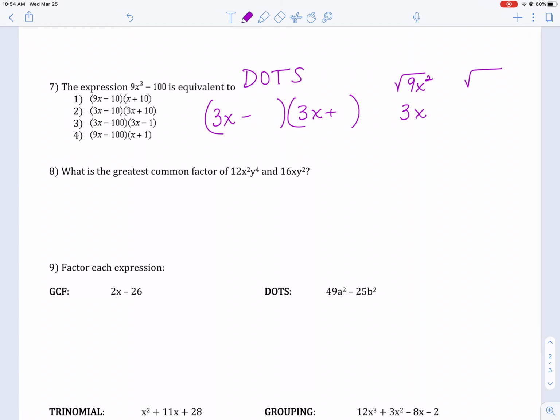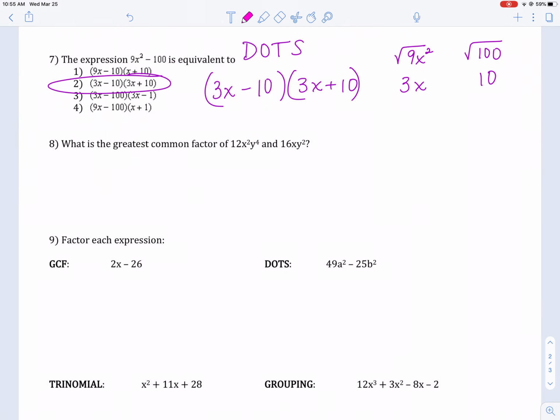Now, a lot of you were putting 50. What's the square root of 100? 10. 10 goes outside. So you need 3x plus 10, 3x minus 10. There it is, choice 2.